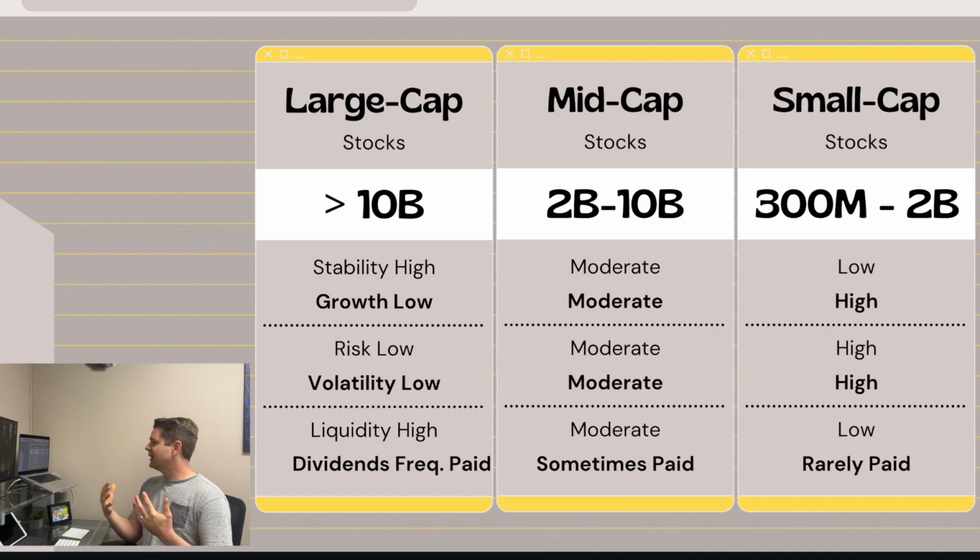Now when we look at the large cap, we can see that the stability is fairly high. That's because with a big, giant company, a lot of times when you go through these economic turmoil type situations, they've got very large cash reserves usually sitting on hand. And so they can weather these storms.